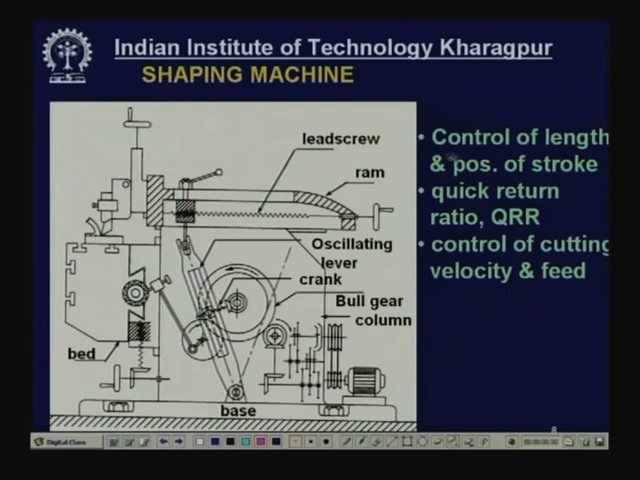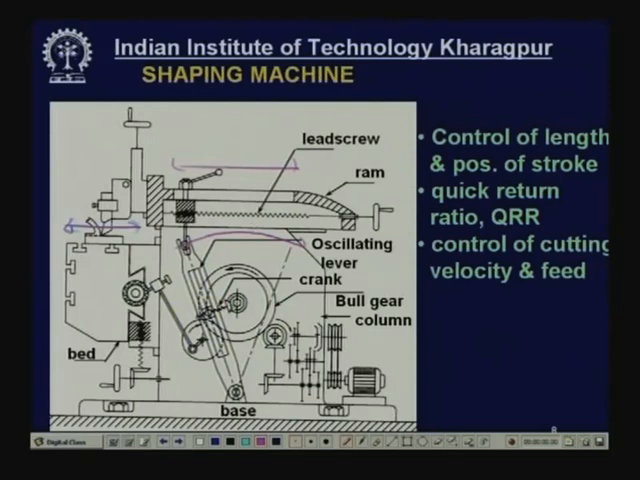Now, the next question is the control of length and position of stroke. The length of stroke is called stroke length. Now, how can this be increased? This is coming from the reciprocation of the ram. This comes from the oscillation of the lever.